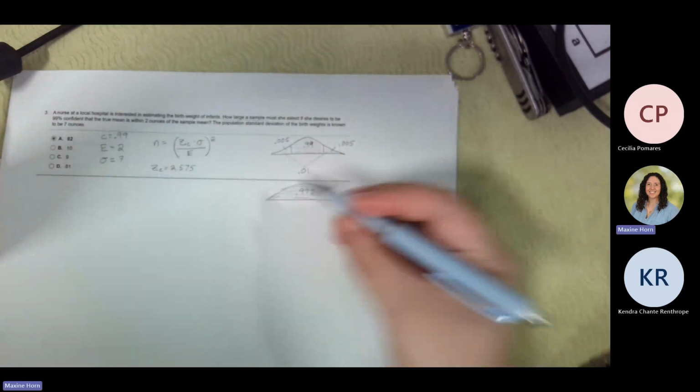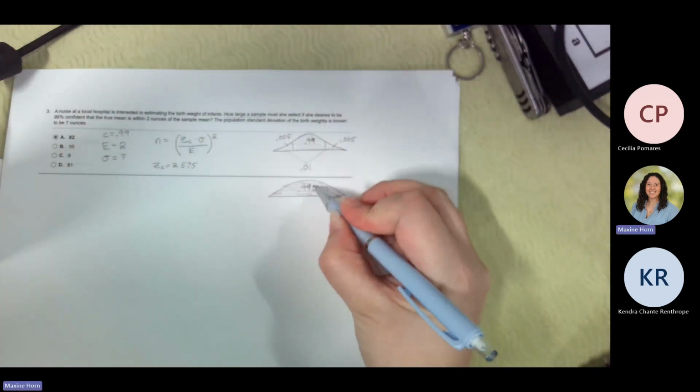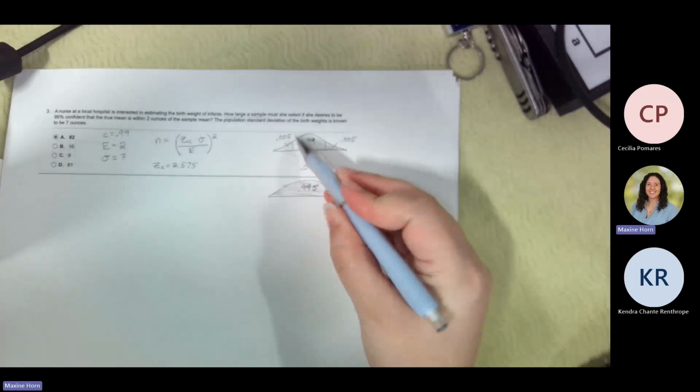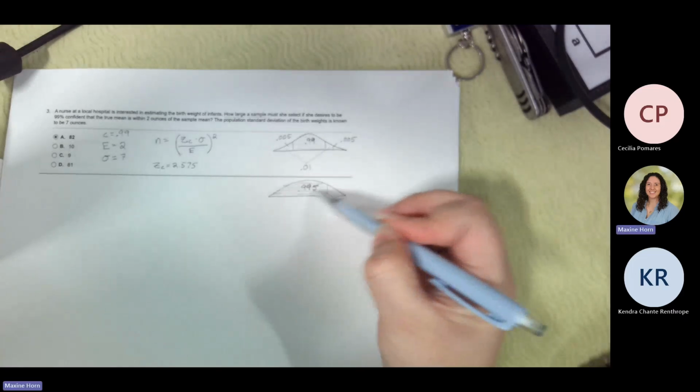Oh, I'm sorry. No, 0.995. Because the area is 0.99 and then we have 0.005, so 0.995. So either way, we're getting the z-score of 2.575.